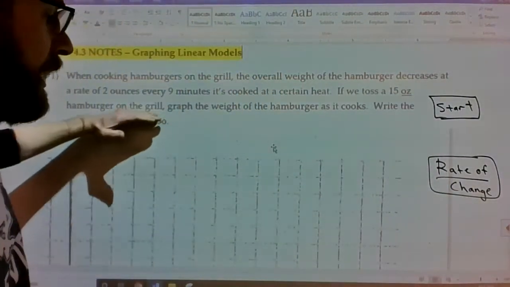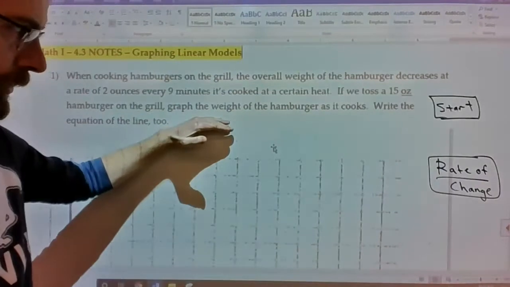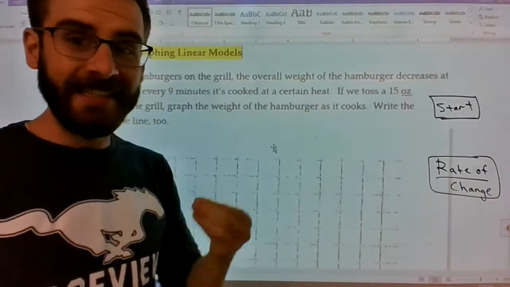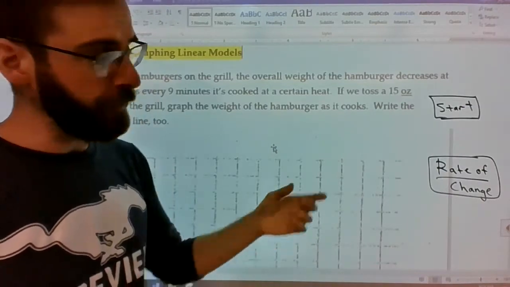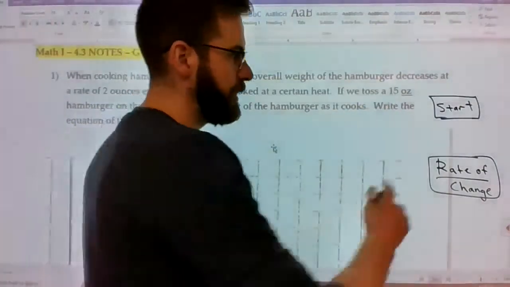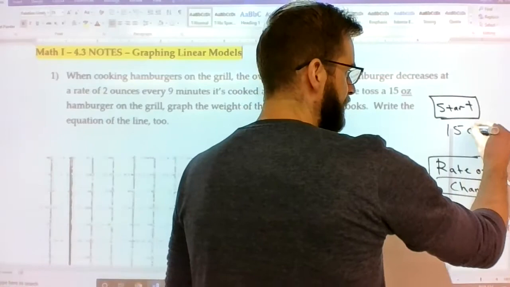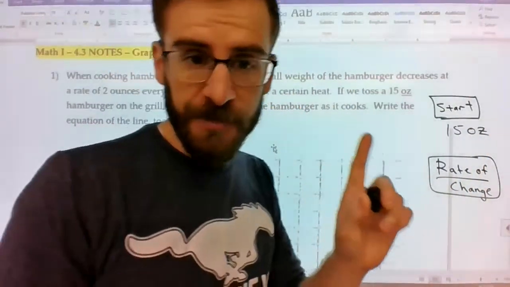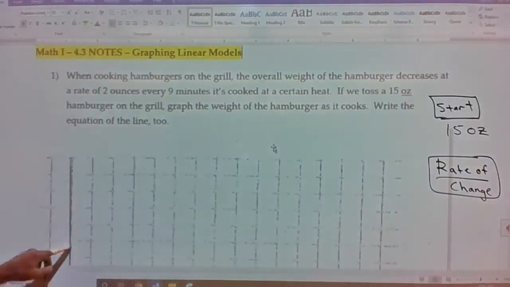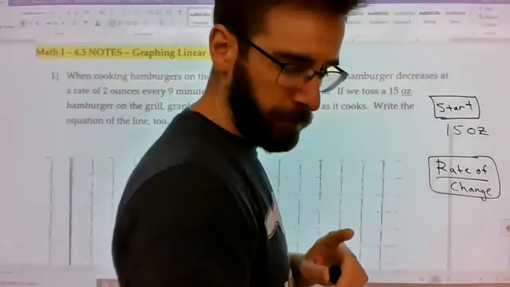We're talking about graphing the weight of a hamburger. So, what is its weight at the start? Well, when we throw it on the grill, it's 15 ounces. So we're going to start at 15. And the starting point is always a placement on the y-axis here. Okay, so keep that in mind.